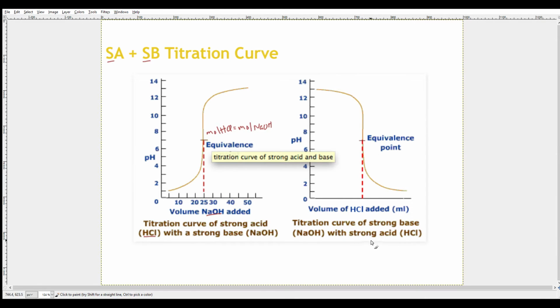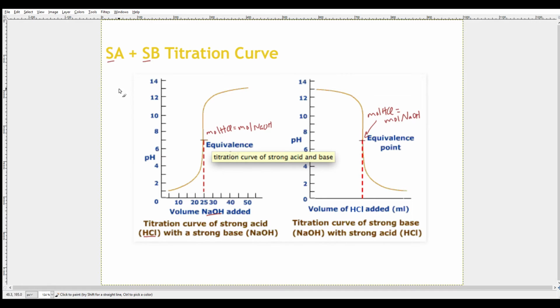Here we have the reverse, the titration curve of a strong base, NaOH, with a strong acid, hydrochloric acid. They're tracking that as we add hydrochloric acid, the pH actually drops, and at the equivalence point again, the moles are equal to each other. And you can use that to solve for concentrations.